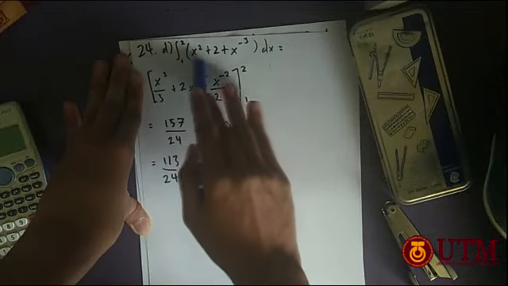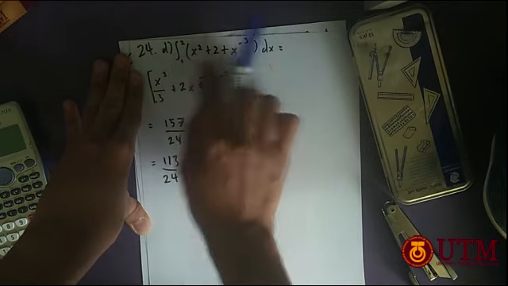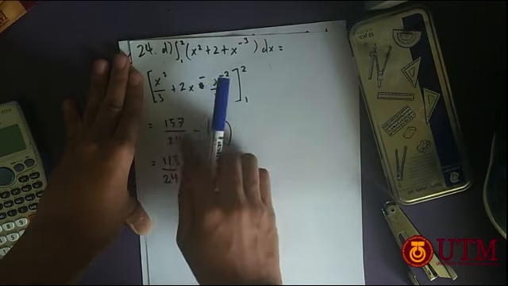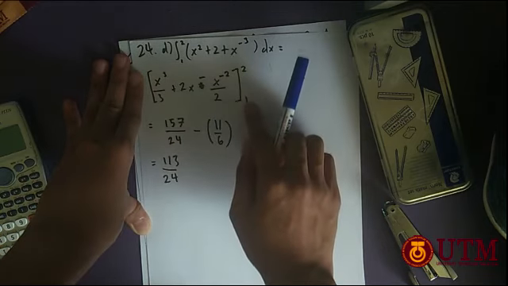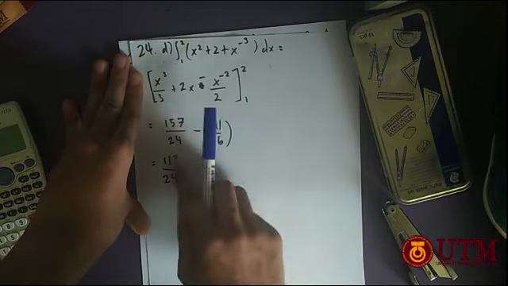4.d, integrate x squared plus 2 plus x to the power of -3 with the limits of 2 and 1. After we integrate normally, we got this equation, then we replace x with 2, we got 157 over 24, and then we replace x with 1, we got 11 over 6, then we solve the equation, we got 113 over 24.